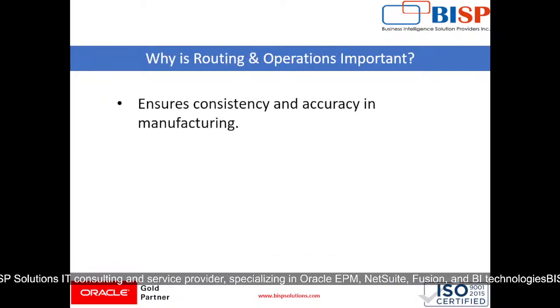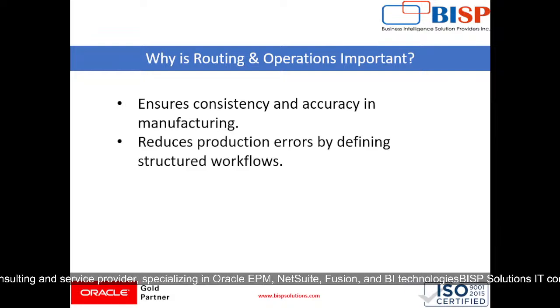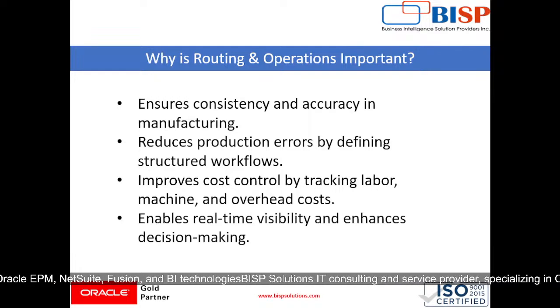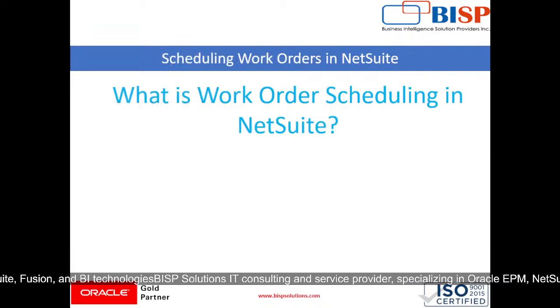Why is routing in operations important? It ensures consistency and accuracy in manufacturing. It reduces production errors by defining structured workflows, and it also improves cost control by tracking labor, machine, and overhead costs. Lastly, it enables real-time visibility and enhances decision making also.